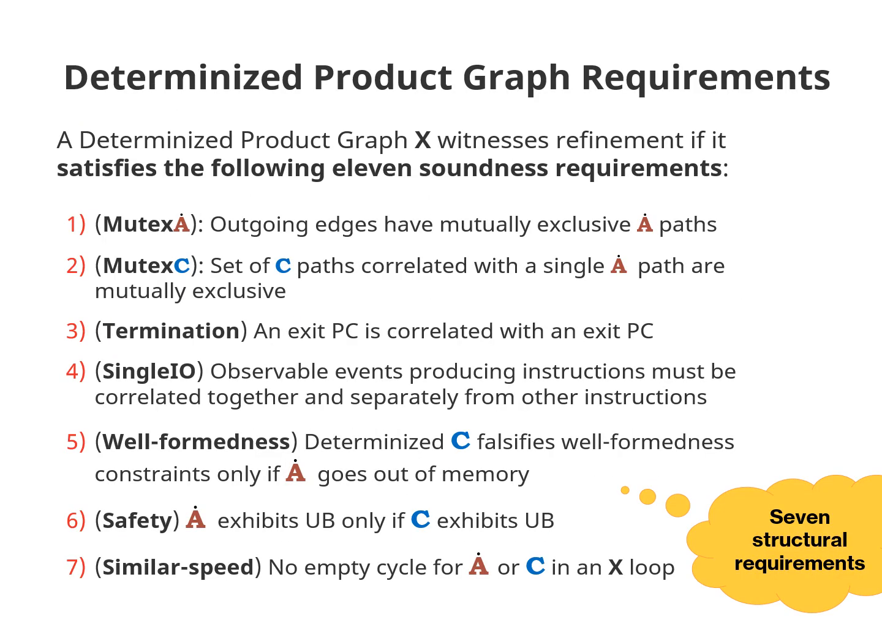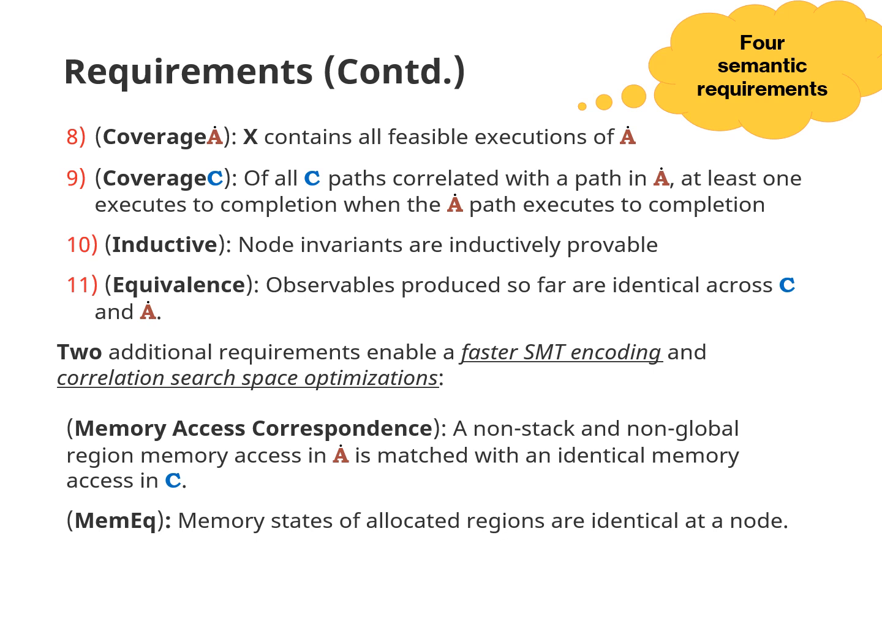To witness refinement, a determinized product graph must satisfy 11 soundness requirements. These requirements are categorized into 7 structural requirements, which dictate the structure of the product graph, and 4 semantic requirements, which require discharge of proof obligations. We identified 2 additional requirements that enable a faster SMT encoding and correlation of search space optimizations.